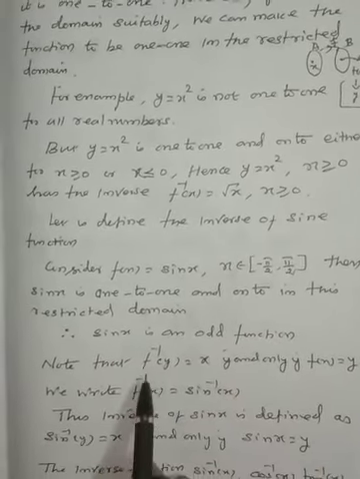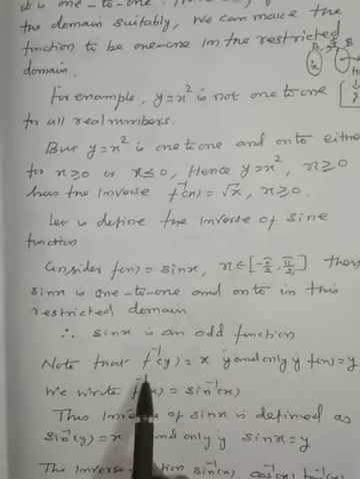The inverse functions sine inverse of x, cos inverse of x, tan inverse of x, cosecant inverse of x, secant inverse of x, cot inverse of x are called inverse circular functions.